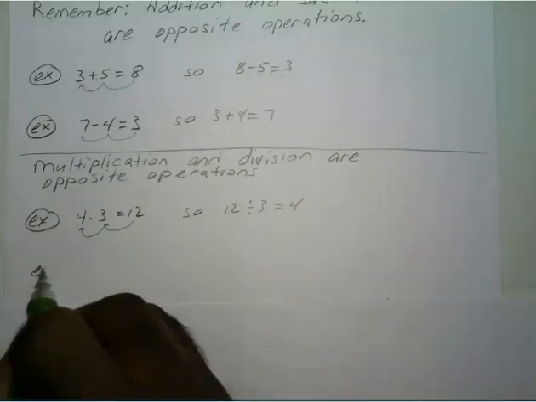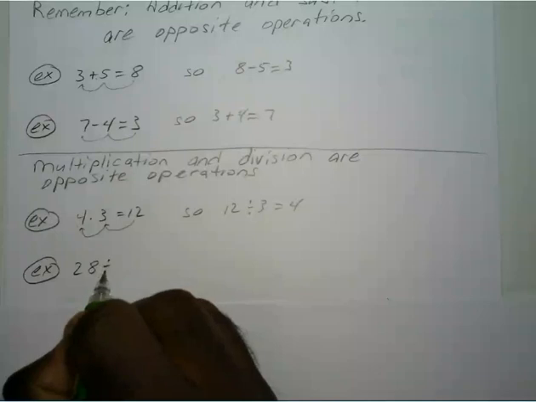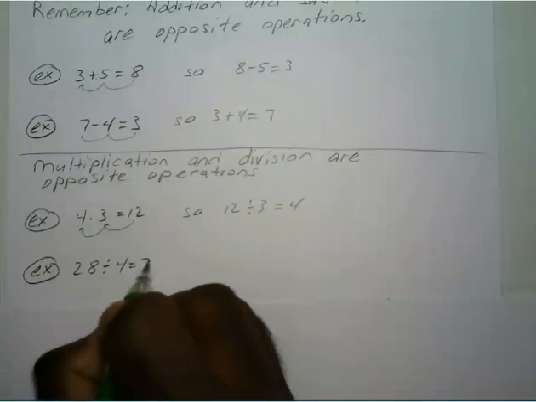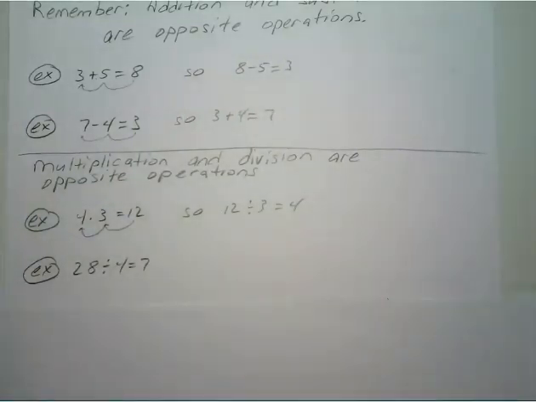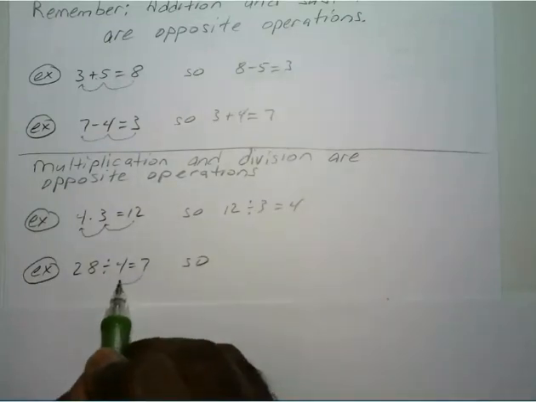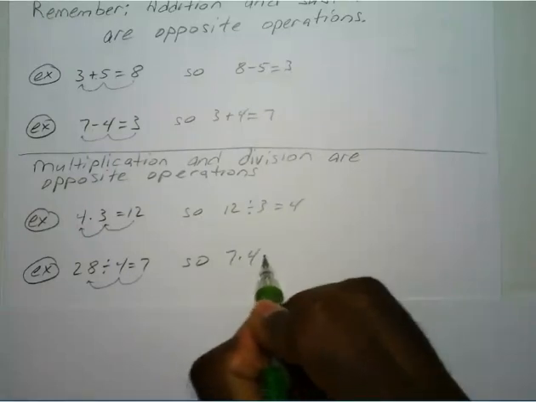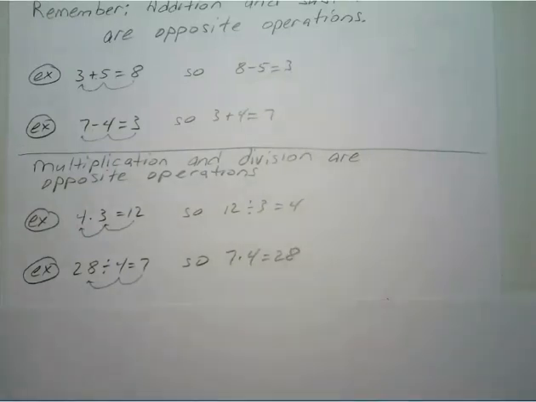Again, what if we have 28 divided by 4 is equal to 7? That means 7 times 4 will equal 28. So that's what I mean by opposite operations. They kind of balance each other out. They're related, but they're opposites in a way.